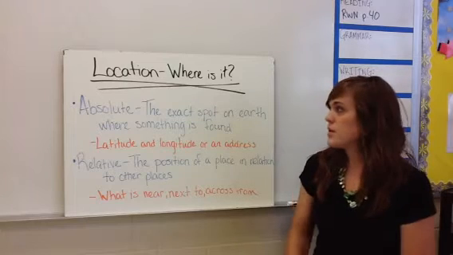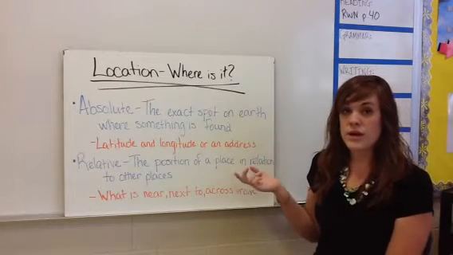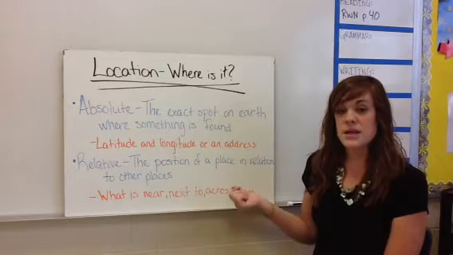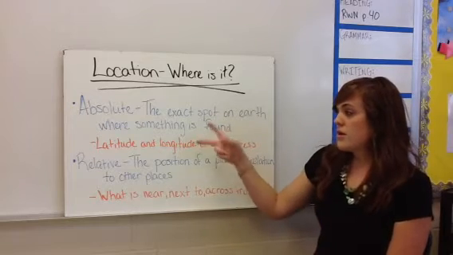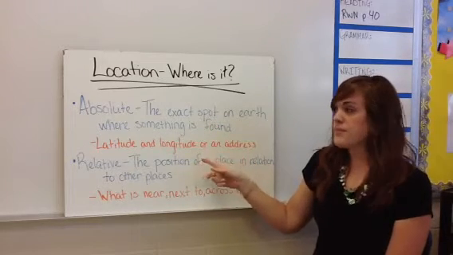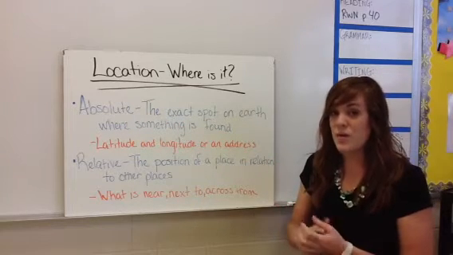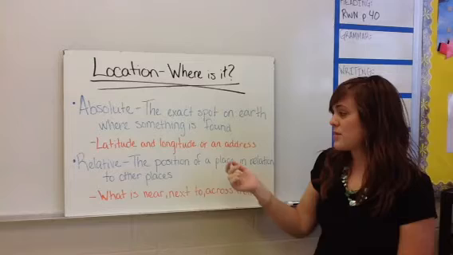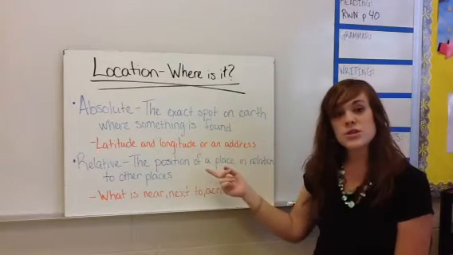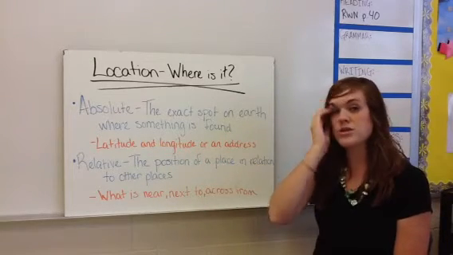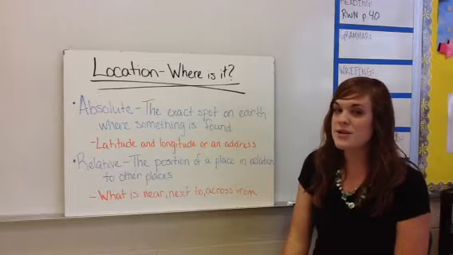Okay? So, location answers the question, where is it? That's one of our 5 themes of geography. There are 2 types of location. We have absolute location, which is just the exact spot where something is. That could be latitude or longitude, or an address. If you told me your street address, I'd be able to find your house.